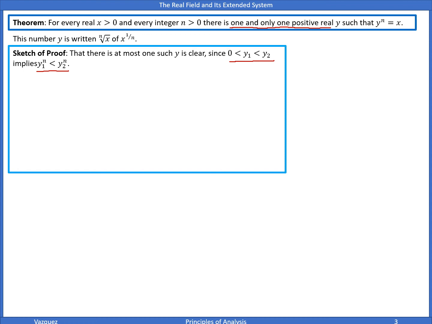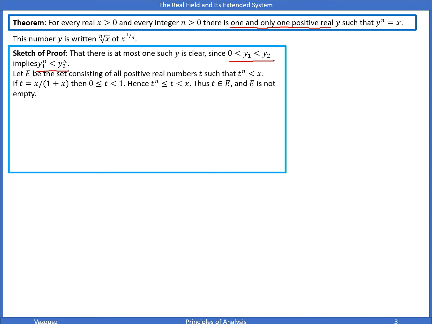So we are going to let E be the set consisting of all positive real numbers t such that t to the n is less than x. Here we're using t instead of y. We want to show that y to the n is equal to x, right? And there's only one such y. But we're just going to use t for a bit. And we're going to let E consist of all those positive real numbers t such that t to the n is less than x.